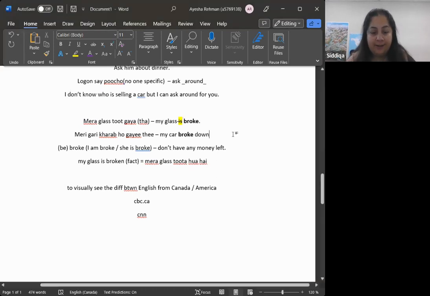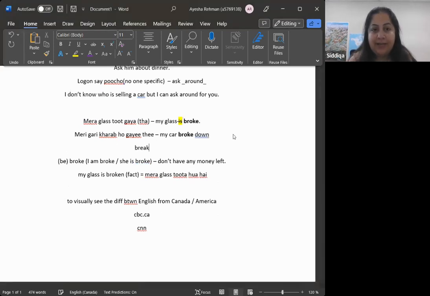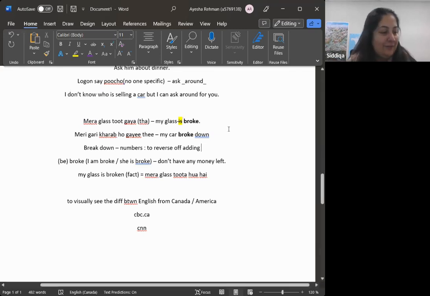Breakdown can also be of numbers, right? To break down numbers means to divide it in, exactly, the reverse of adding the stuff. You go down and you find out what you're adding and everything. So, not really dividing, but yeah, I'm sure you guys understand what breakdown is.